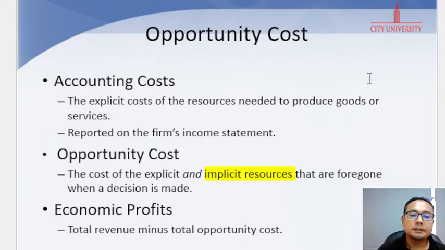So in this situation, you have to deduct to get the opportunity cost. Your explicit cost is 20,000 plus the implicit 30,000, that means 50,000. So your revenue is 100,000, which means the economic profit for your decision to open the restaurant is 50,000. That's what we call economic profit. So it explains the total revenue minus the total opportunity cost.